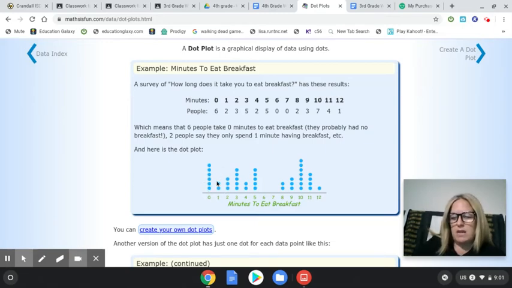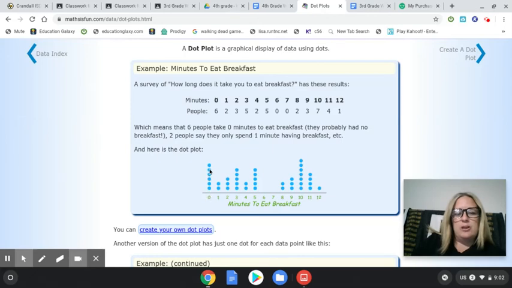I'm going to give you a minute. If you are zooming with me, then I'm going to pause and look for hands. Okay, so I hope that you said that the dots represent the people that they surveyed. Because remember, they surveyed a lot of people to figure out how long it took them to eat breakfast.